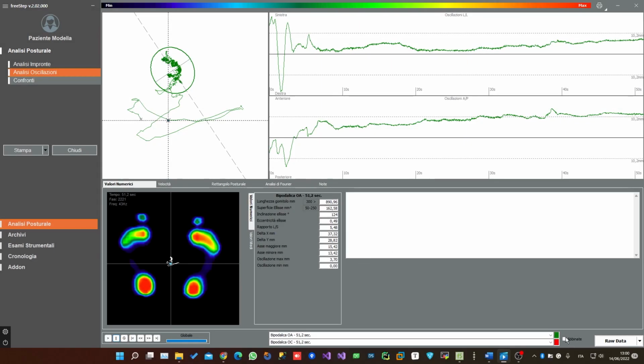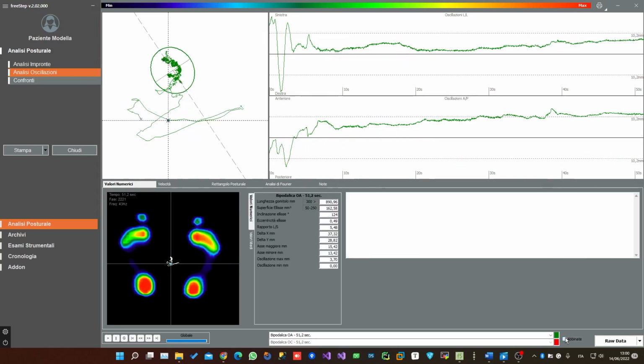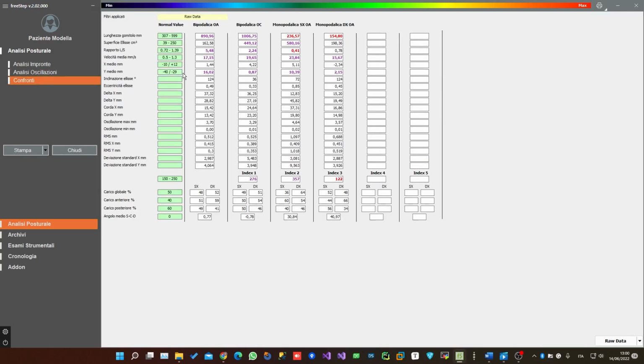Among the parameters to take into greater consideration, we must certainly mention the confidence ellipse area of the COP path, which is around 1 square centimeter wide with open eyes, and no more than 2.5 square centimeters with closed eyes. The length of the COP path, the movement speed, the study of the movement frequency, and the study of the oscillatory components and of the oscillations of each right and left center of pressure compared with the COP oscillation.